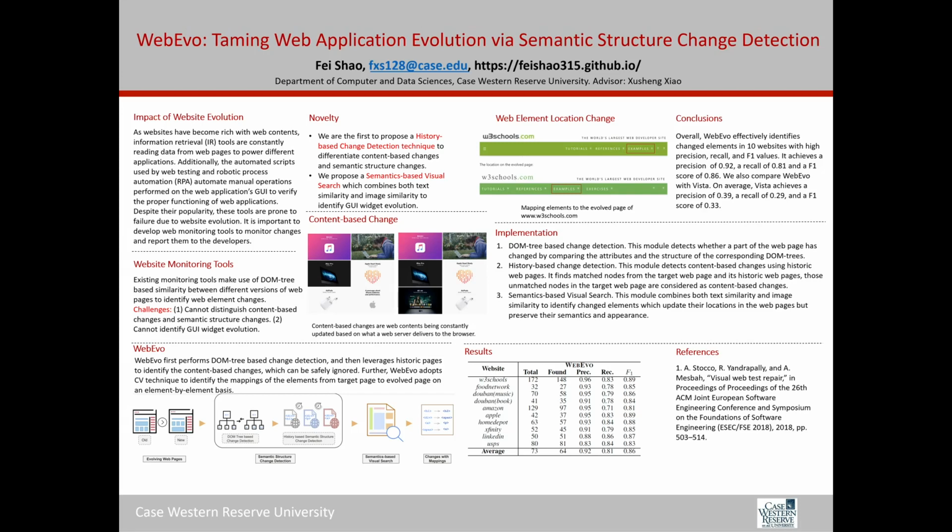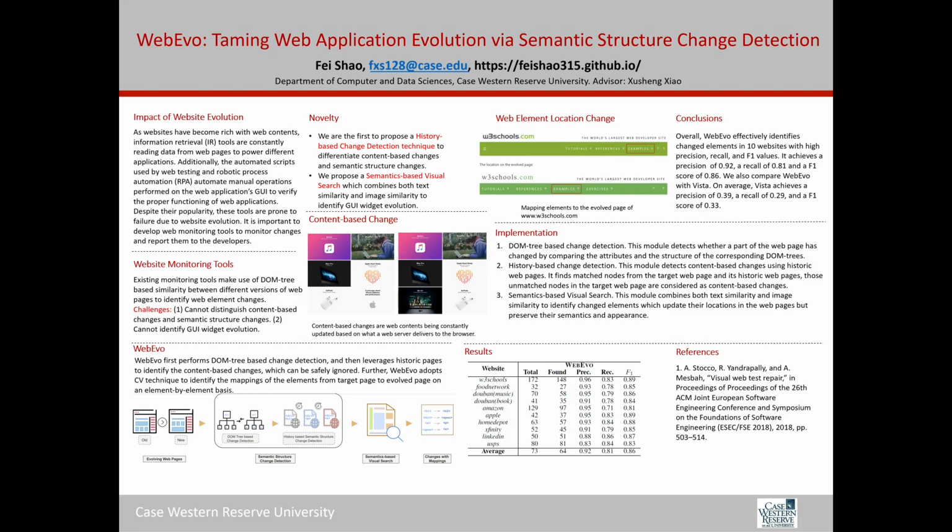If we adopt DOM tree-based change detection, it will consider the upper example's menu as deleted and the lower example's menu as added, which is not right. We need to have a monitoring tool which can identify this location change and create a mapping between the two examples' menus so that RPA tools or test scripts that operate on the upper example's menu can be automatically fixed by using the mapping.